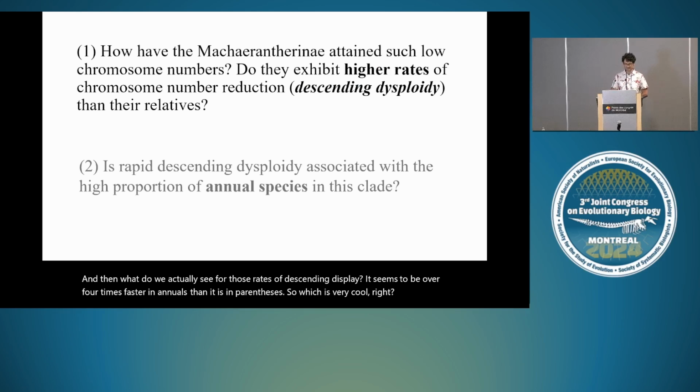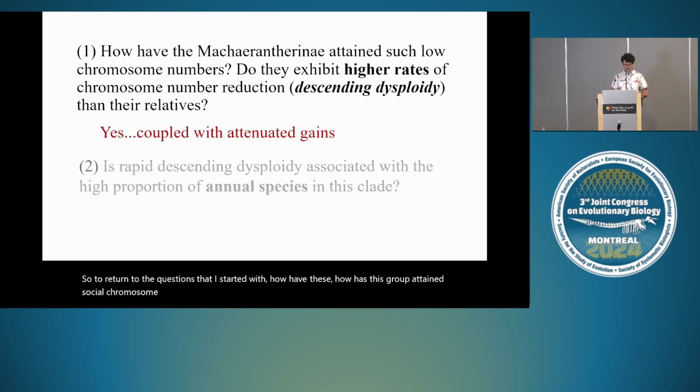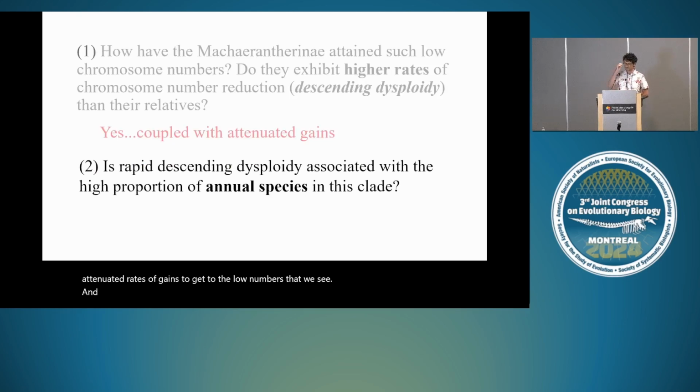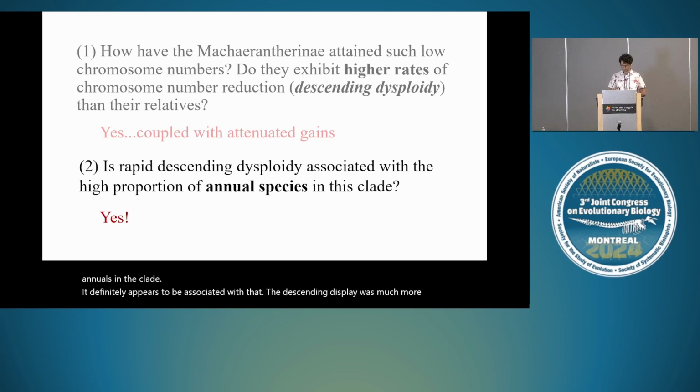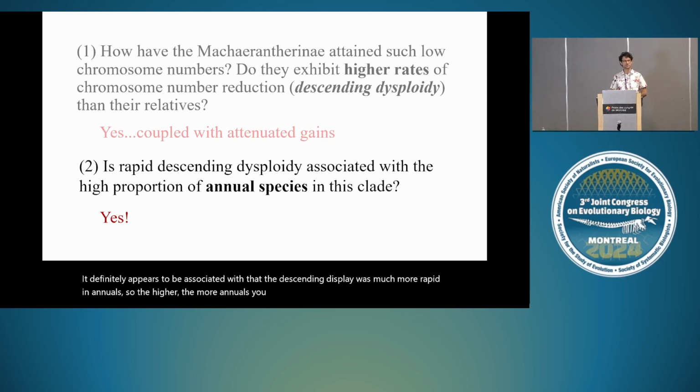So to return to the questions that I started with, how has this group attained such low chromosome numbers? They do exhibit higher rates of descending disploidy than that background group that I showed you, but that high rate of descending disploidy has to be coupled with attenuated rates of gains to get to the low numbers that we see. And then as to whether rapid descending disploidy is associated with the high proportion of annuals in the clade, yes, it definitely appears to be associated with that. The descending disploidy was much more rapid in annuals. So the more annuals you have in a given group, you might expect to see a lower chromosome number distribution in general.